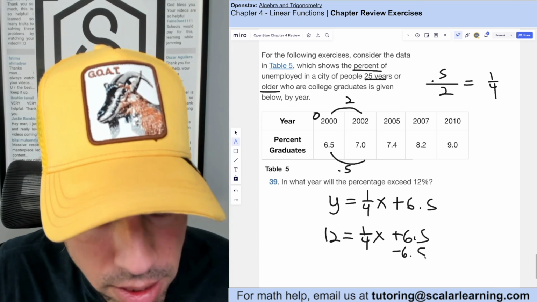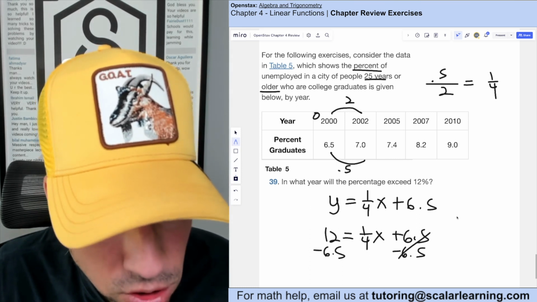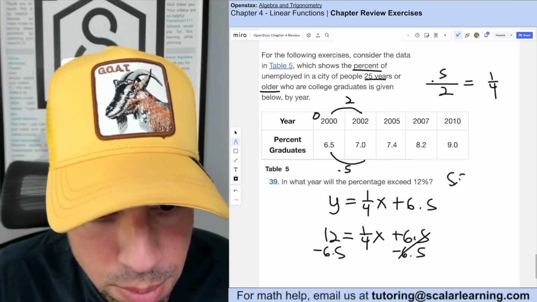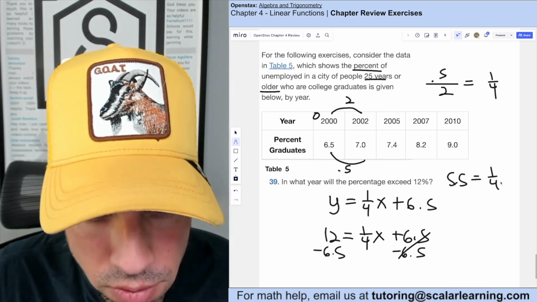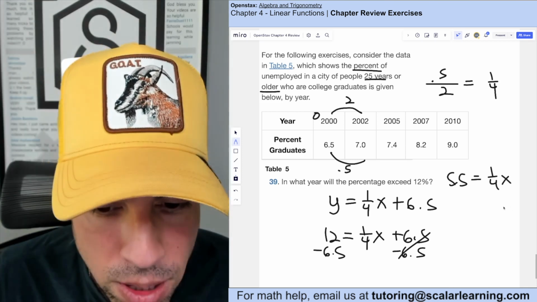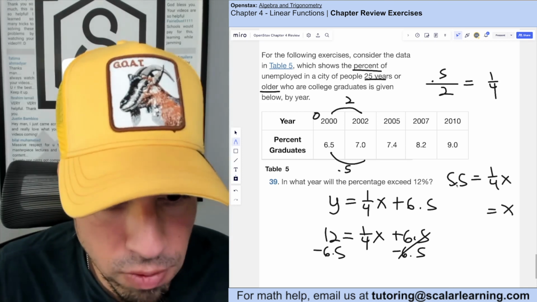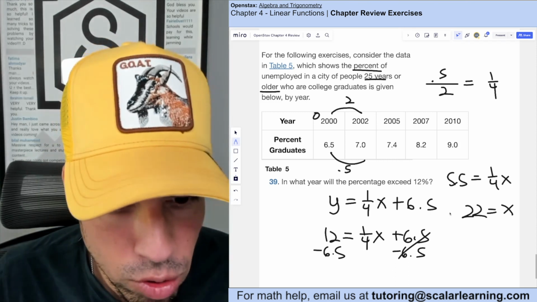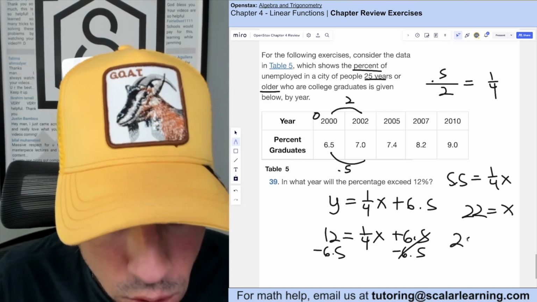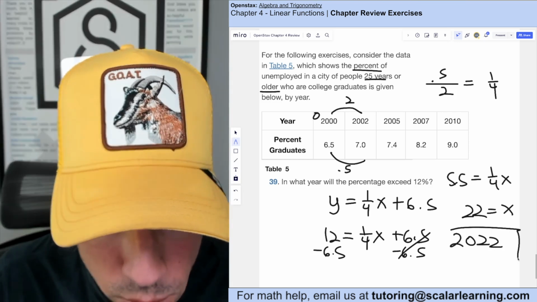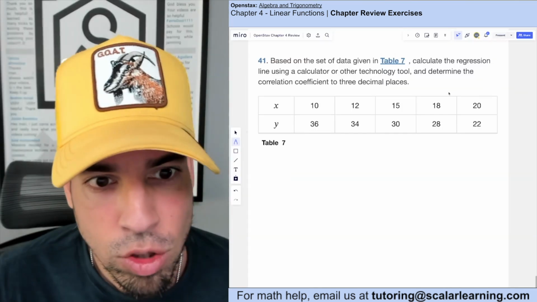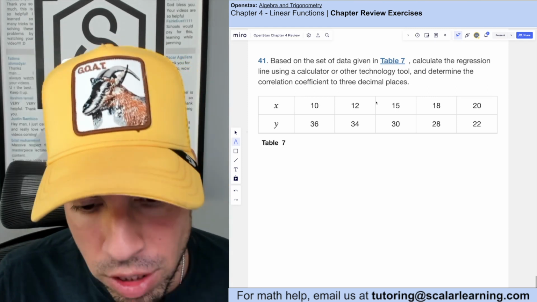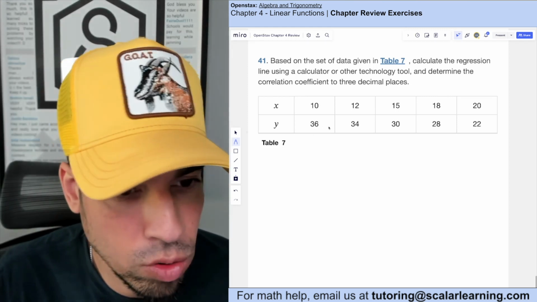First I'm going to subtract 6.5 from both sides. 12 minus 6.5 is 5.5 equals 1/4 x. Then to isolate x, we multiply both sides by the reciprocal of 1/4, which is 4. That becomes 22. So that's 22 years after 2000, which means it will exceed 12% in the year 2022. Boom, done.